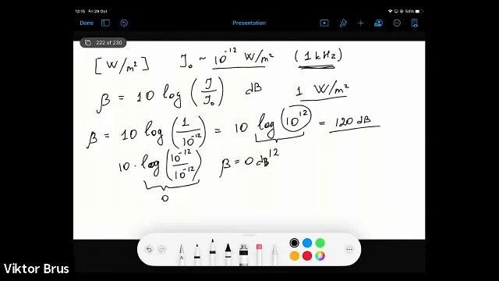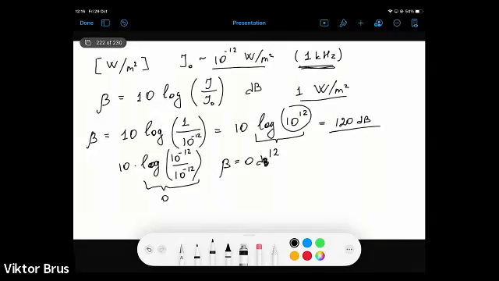So that is the threshold of hearing. We cannot hear lower intensity sound. 10 to the minus 12 will correspond to 0 decibel, and everything more intensive, many orders of magnitude more intensive, will be defined by other values of this level of sound, which is higher than 0.